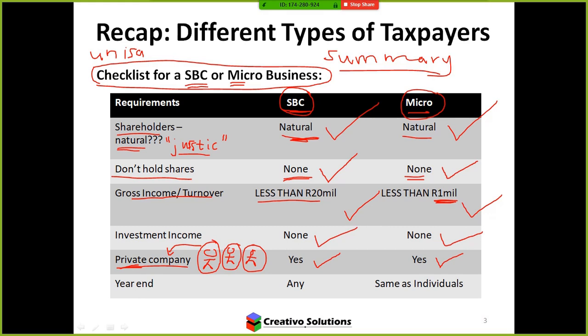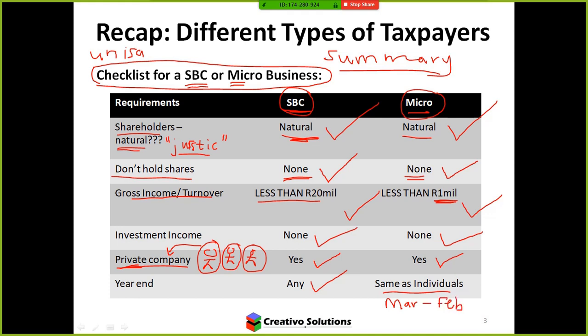Okay, it's not public and it's not a CC. Remember, CCs, you can't register new ones. So any new business that is registered would be a private company. And then year end, for an SBC, it can be any year end. For a micro business, it must be the same as individual. So in other words, March to Feb.